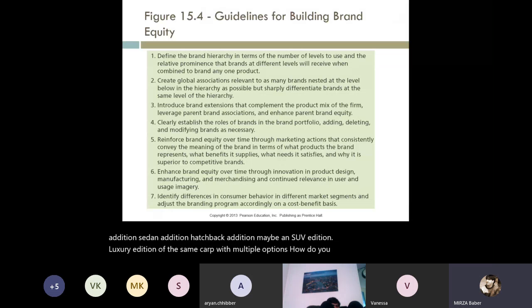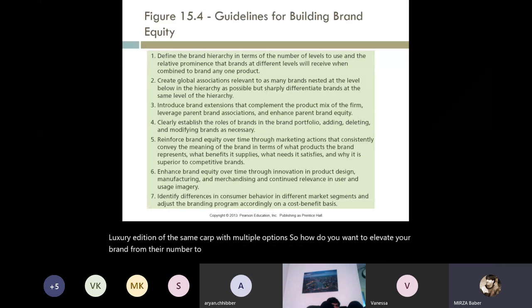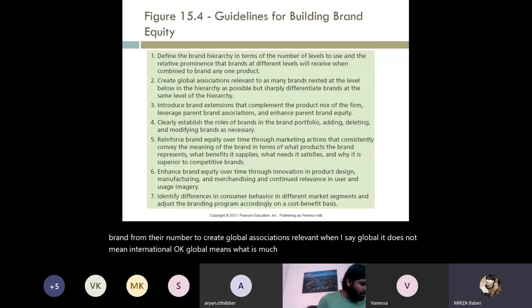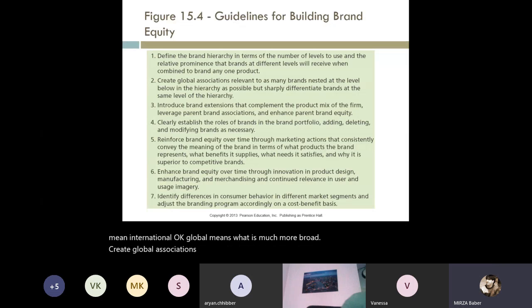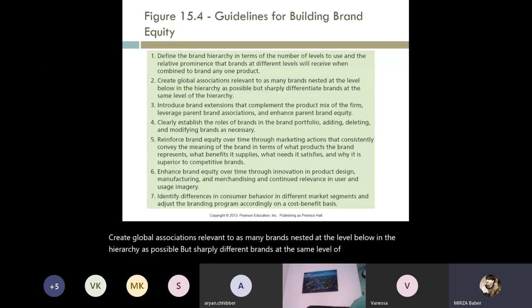Number two, create global associations relevant. When I say global, it does not mean international. Okay, global means what is much more broad. Create global associations relevant to as many brands nested at the level below in the hierarchy as possible, but sharply differentiate brands at the same level of the hierarchy. Take, for example, cornflakes. You've probably heard of Kellogg's cornflakes. They're just cornflakes. They're cereals, ordinary.